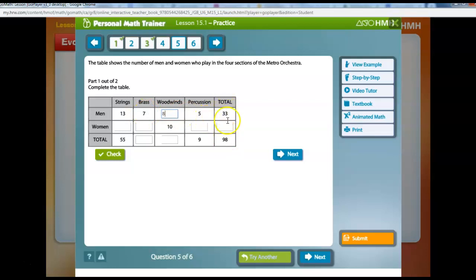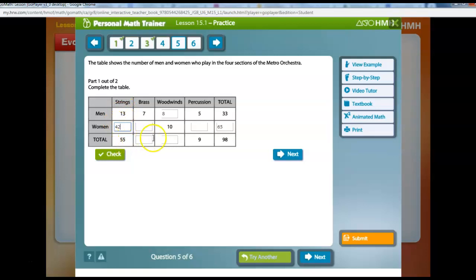Now here, see the total? This is the grand total, so if I add 36 plus something, it should give me 98. So 98 minus 33 gives me 65. 3 plus 5 is 8, 3 plus 6 is 9, yep. Now I can do the same thing here. 13 plus what gives me 55? It's 42. 3 plus 2 is 5, 1 plus 4 is 5, yep.